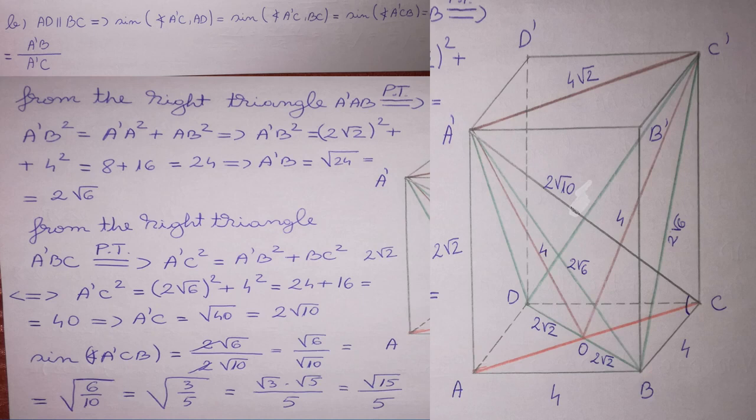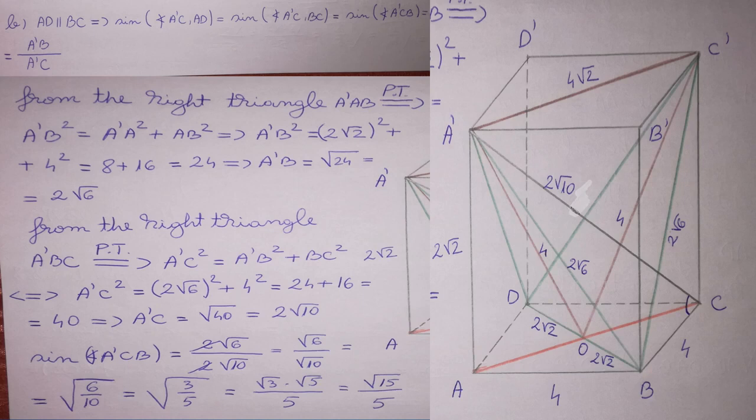From the right triangle A'BC, we have with Pythagoras theorem that A'C squared is equal to A'B squared plus BC squared. So A'C squared is equal to 2 square root of 6 everything squared plus 4 squared, which is equal to 24 plus 16, which is equal to 40. A'C is equal to the square root of 40, which is equal to 2 square root of 10.